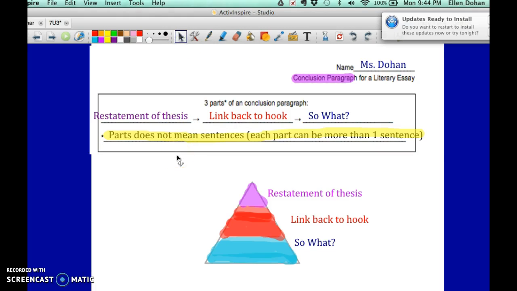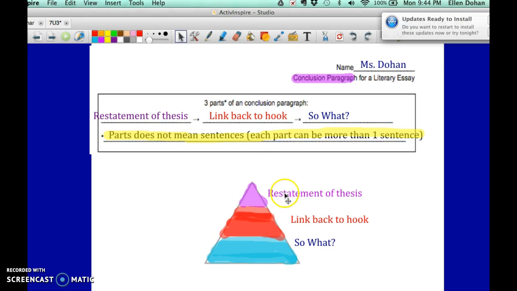And last, to give you a little bit of a visual before we go into and break down each of these explicit parts, when we're talking about the conclusion, we're talking about moving from the most specific ideas about the text and moving back out to the more general real-world application. So from the text to the real world.